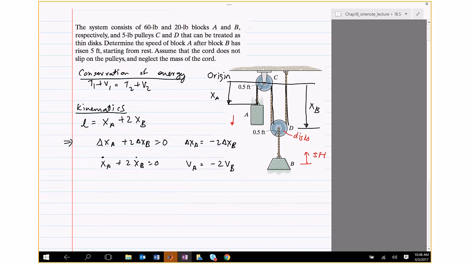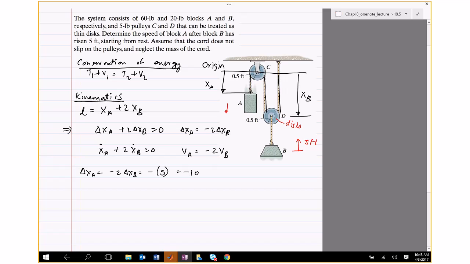So that's known. Delta XA is minus 2 delta XB, which in this case, with XB being 5 upwards, gives minus 10. This just says that the motion of A is going to be opposite to that of B. If 5 is positive upwards for B, then A is going downwards, negative 10. Okay, got that. Let's move on to the conservation of energy.